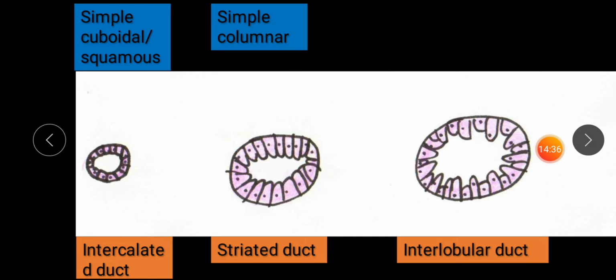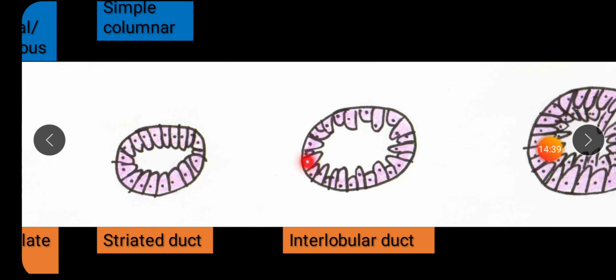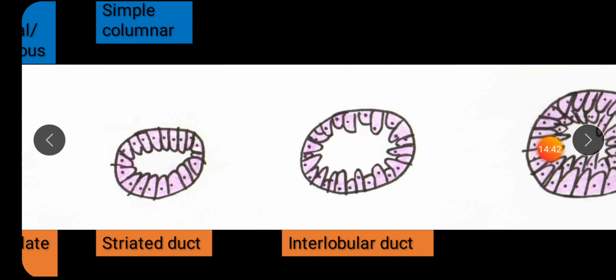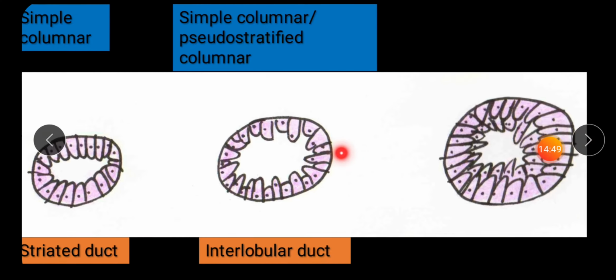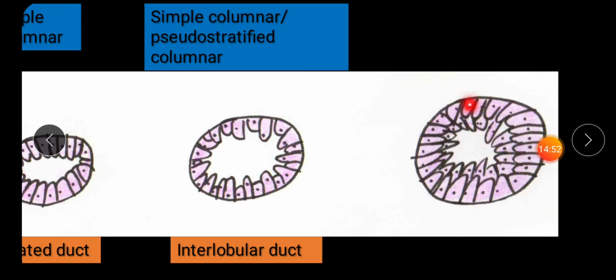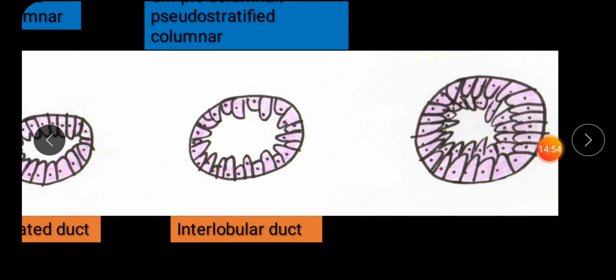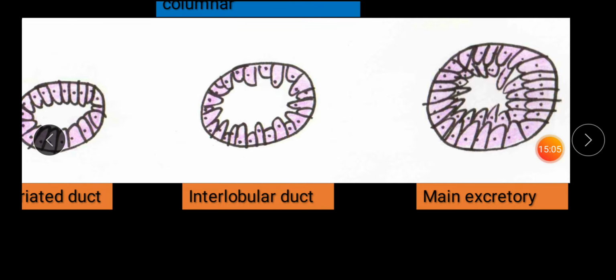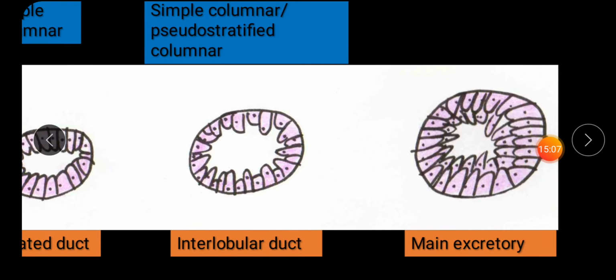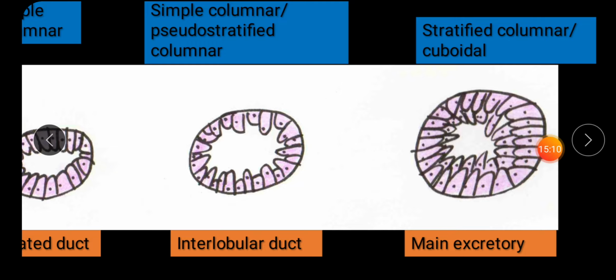Next one, that is the interlobular duct. Here you can see the wall of this interlobular duct is lined by simple columnar or pseudostratified columnar type of cells. And last, multiple layers you can see within the wall of this duct, and that is known as the main excretory duct. So, multiple layers are there, so you can term this epithelial wall as stratified columnar or cuboidal.